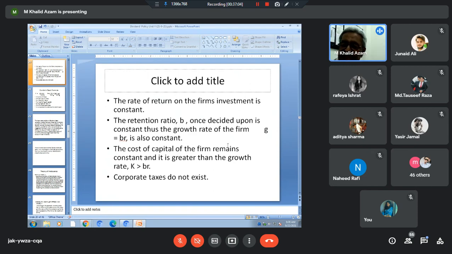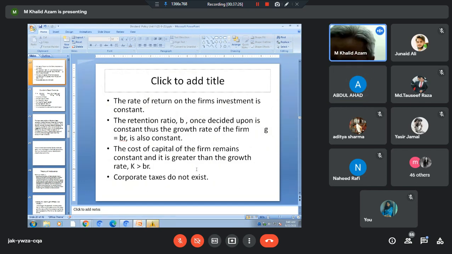So it is akin to the earlier assumption made by Walter. So in case of Gordon also, we find the cost of capital of the firm remains constant. Here also he has assumed that the cost of capital is going to remain constant. We assumed it constant in the earlier case also.